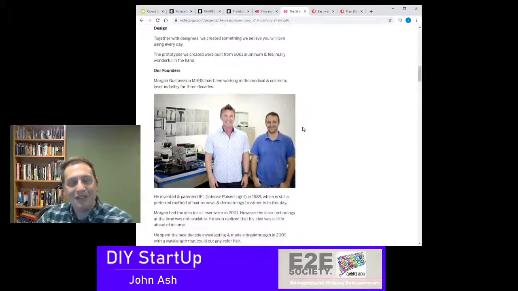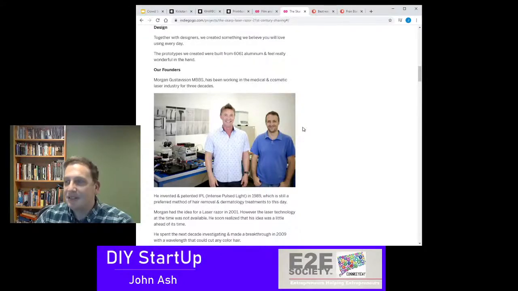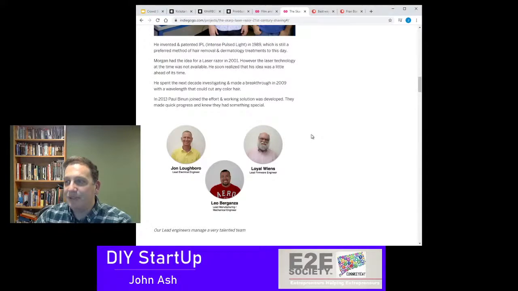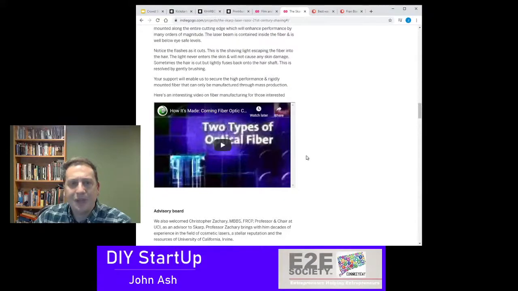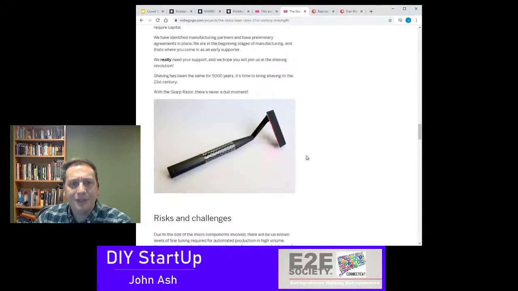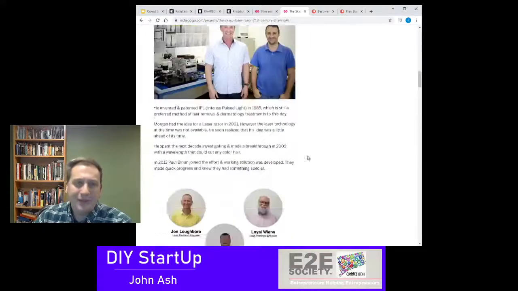What do they have here on their thing? So they got a couple of dudes in the basement. They got the renderings there. A couple of other dudes. They had to get some people. Lead firmware guy, lead manufacturing, lead electrical engineer. Here's we're going to use optical fiber to do it. There's another rendering. Okay. Anyway, it never came to be.